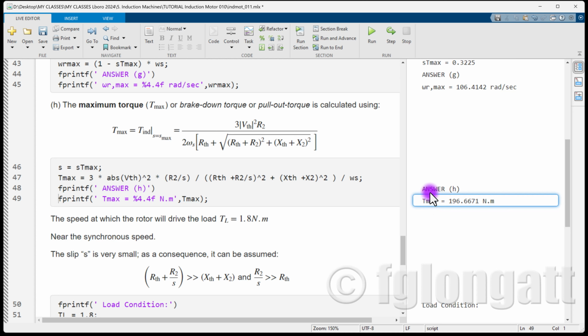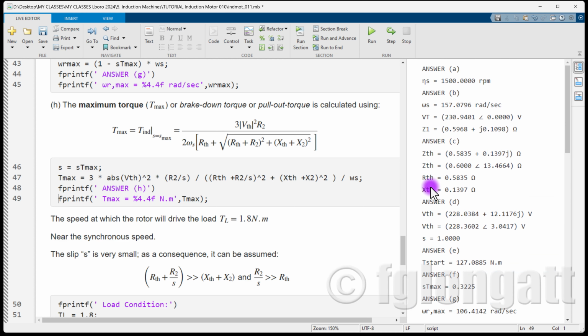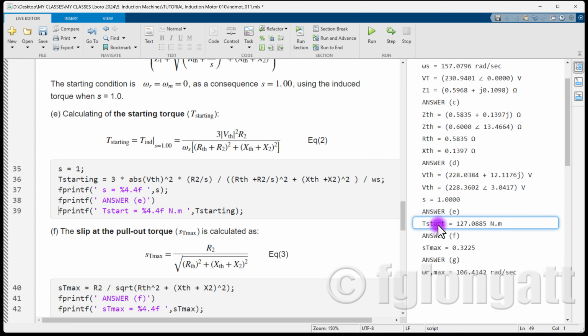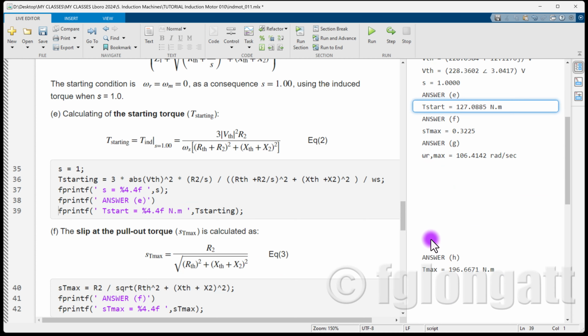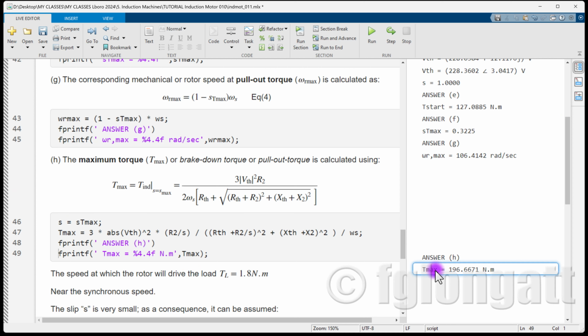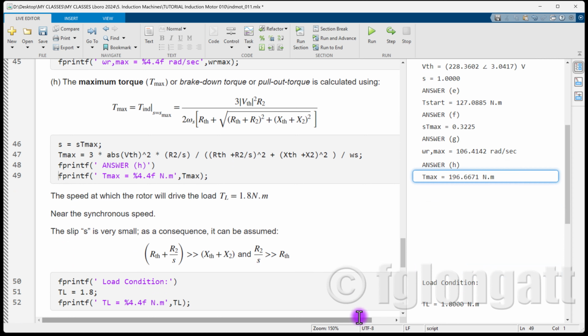196.6 Newton meters. As you can see over here, the starting torque is only 127, but the maximum torque, the pull-out torque, is 196. And that is clear because if you remember the shape of the torque-speed characteristic, this value is typically larger than the starting torque.